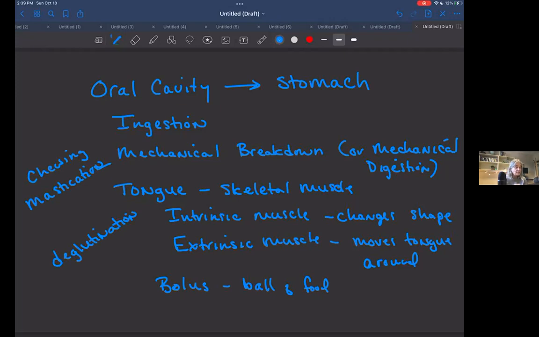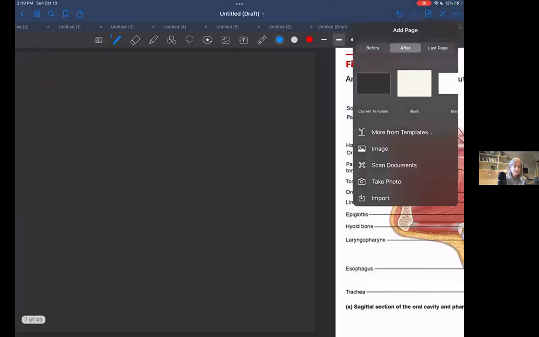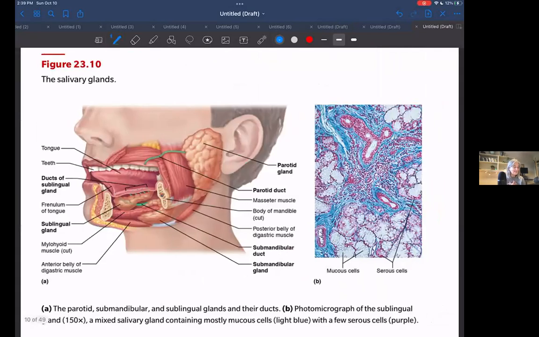If we look at the accessory structures to the alimentary canal, your oral cavity, remember that we do have salivary glands. The salivary glands are very interesting. We have large ones up here that actually get infected by the mumps virus and can cause a swelling of your face. Then we have some that are sublingual, underneath the tongue, and then submandibular, underneath the jaw.